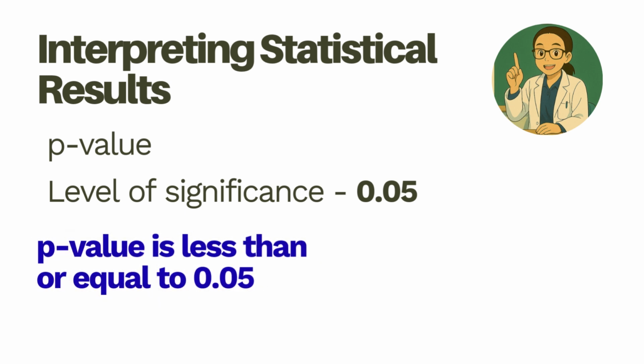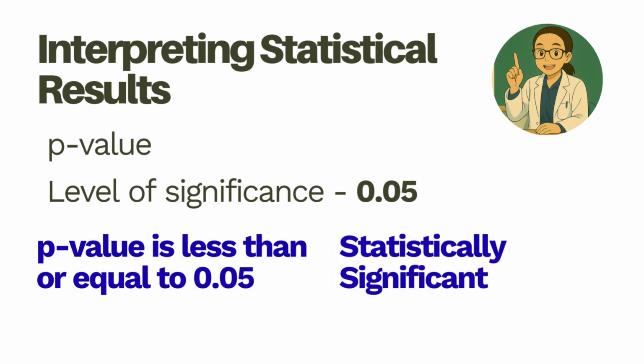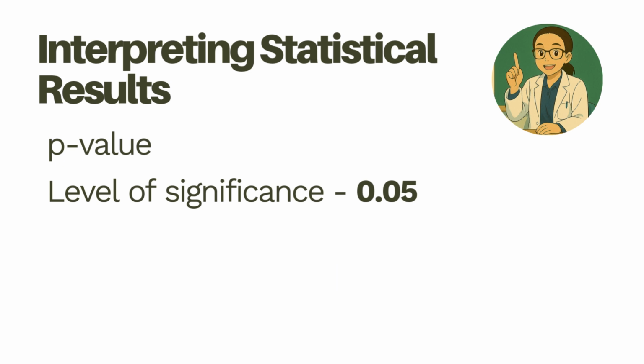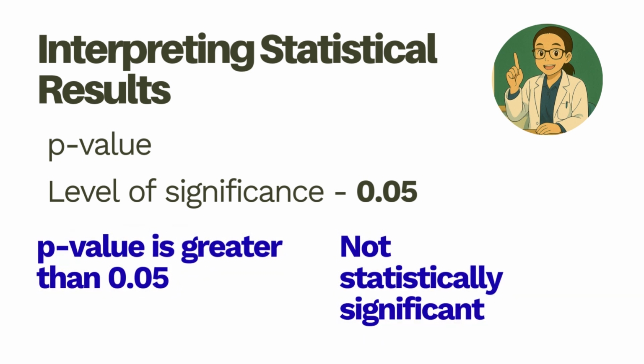If the p-value is less than or equal to 0.05, the result is considered statistically significant. This means there is enough evidence to say that the result is real and not due to chance. If the p-value is greater than 0.05, the result is not statistically significant. This means there is not enough evidence to support a difference or relationship.